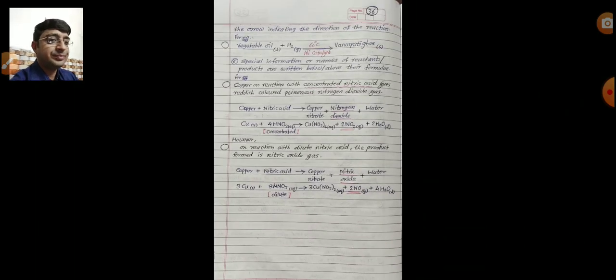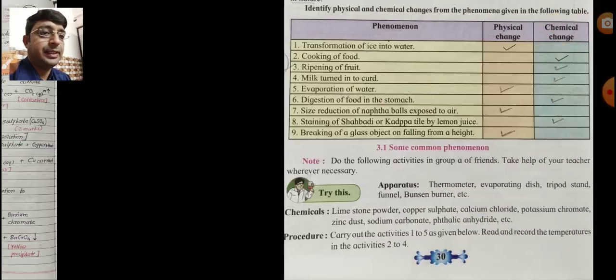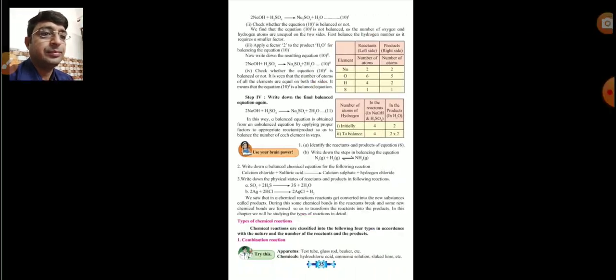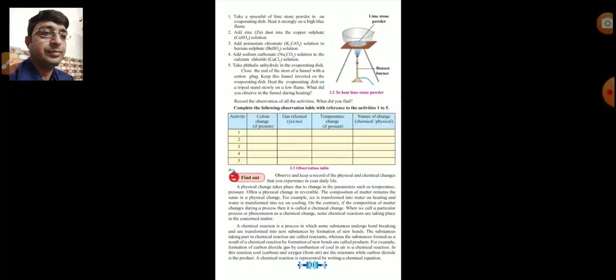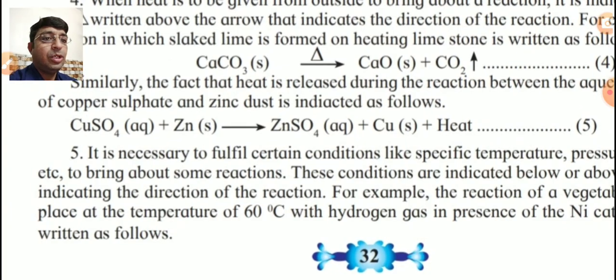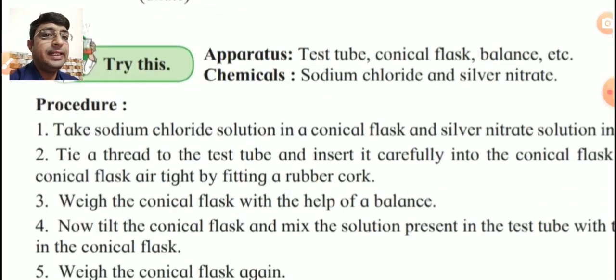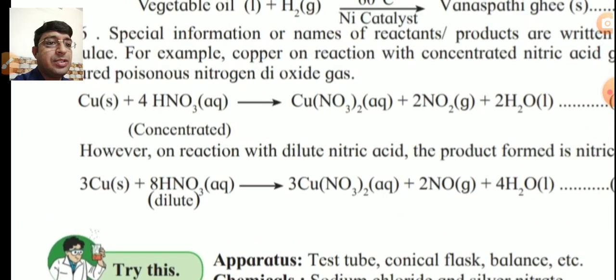So these are the points for writing a chemical equation. Now check in your textbook again, page number 30 to 33. All these 5 points we have written in short there. These two reactions are also over.